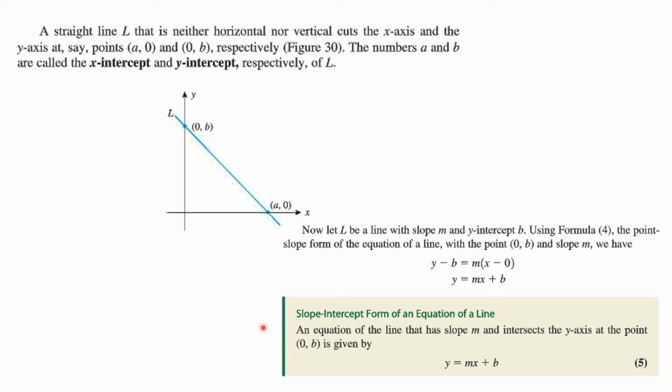So an equation of a line that has slope m and intersects the y-axis at a point 0, b is given by y equals mx plus b. Similarly, if we want to know what the slope is, if we solve an equation of a line that is neither horizontal nor vertical, actually really just neither vertical, then you can solve for y, and the coefficient on the x is the slope of the line.